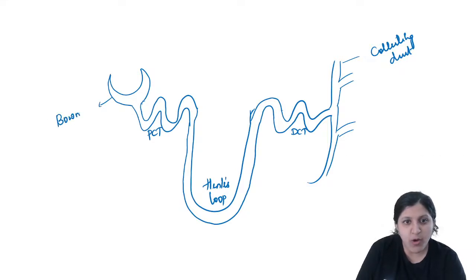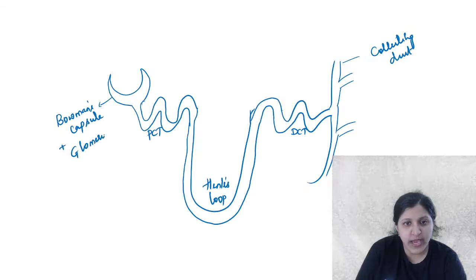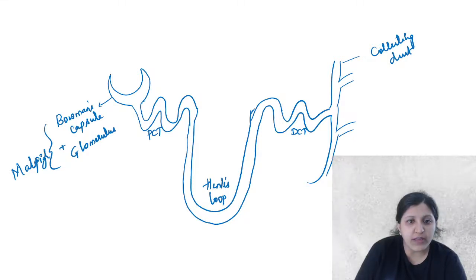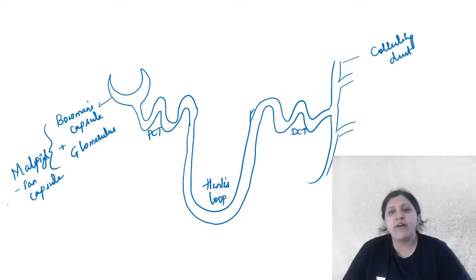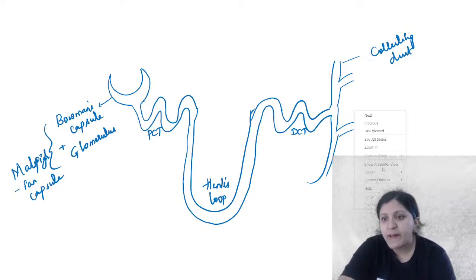So there is a Bowman's capsule, and with the Bowman's capsule you will find a glomerulus. Plus glomerulus, so together what do we call it? We call it a Malpighian capsule. So this one is now a Malpighian capsule. All right, so these are the parts. So I'll just draw the afferent and efferent arteriole, so the structure of this nephron will be complete.